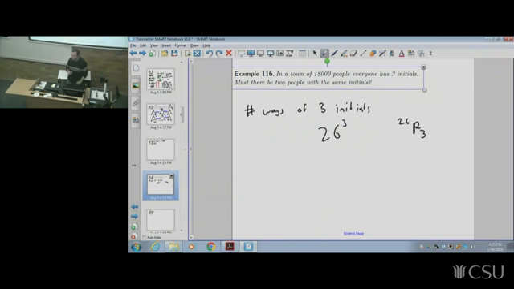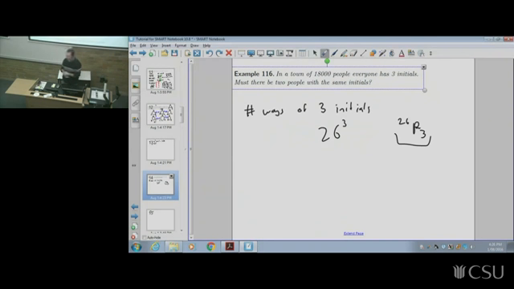You say that because you have duplicates. Okay, so 26P3 assumes that all 3 initials are different. That's what the assumption is. But it's possible that someone has AAA, for example. Does anyone in this room have initials that use the same letter more than once?